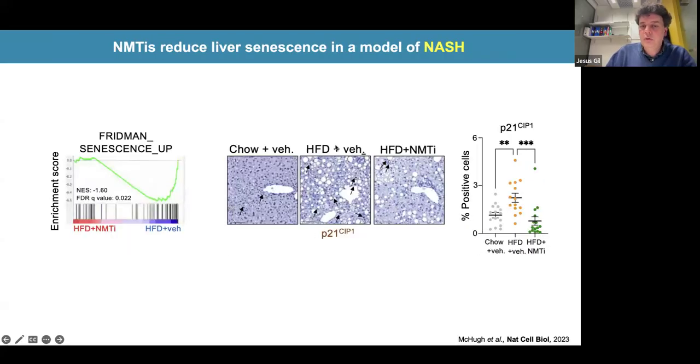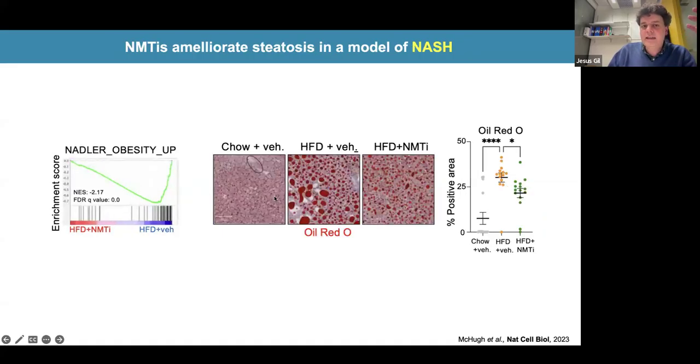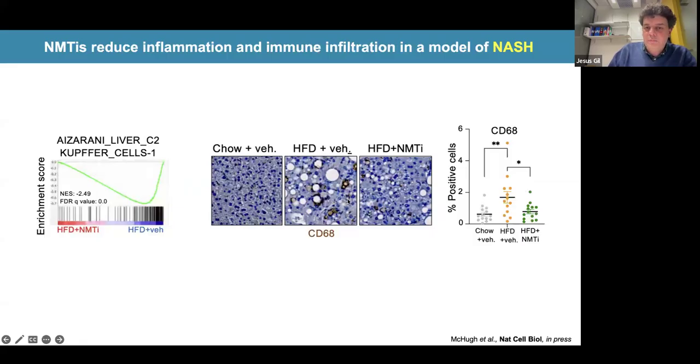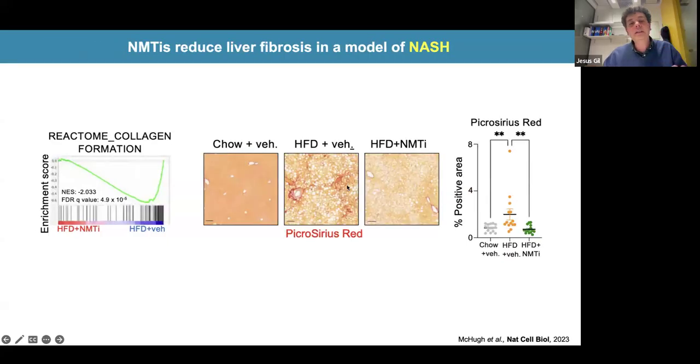When we have mice on this high-fat diet, they accumulate senescent cells. We can basically kill these senescent cells by treating with NMT inhibitors, and we can monitor that by immunohistochemistry against P21 or by following the transcriptome of these cells. And in parallel, there is a decrease in the accumulation of fat, a decrease of this steatosis that happens in this high-fat diet model, a decrease of the immune infiltration, and also a decrease of the fibrosis that we see in the liver that is associated with this high-fat diet.